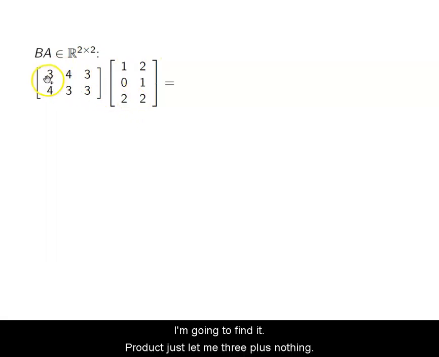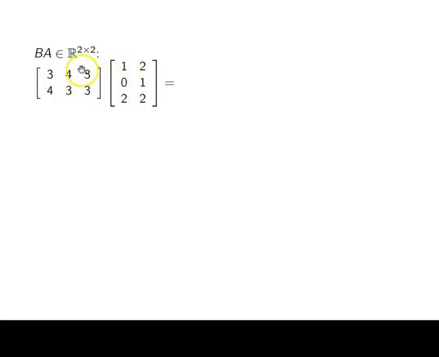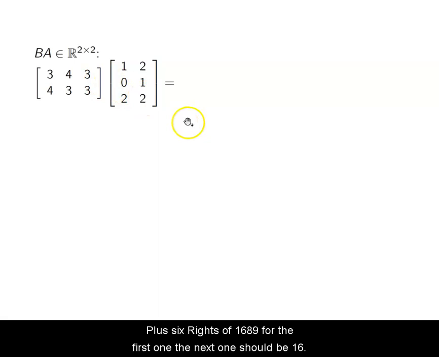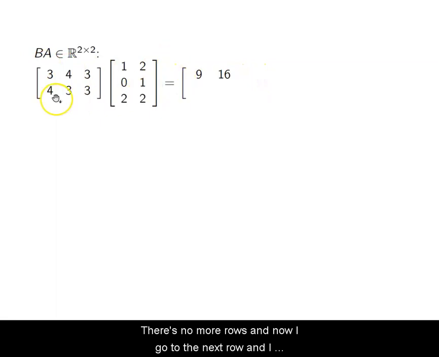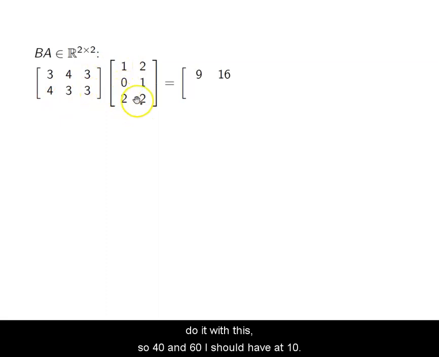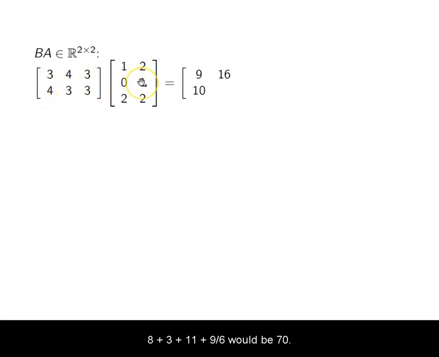So I'm going to find the dot product. This is going to be 3 plus nothing plus 6. So that should be 9 for the first entry. For the dot product of this with that, I should have 6 plus 4 plus 6, right? So 16. So 9 for the first one. The next one should be 16. There's no more rows, so now I go to the next row and I do it with this column. So 4, 0, and 6, so I should have a 10 here. And then 8 plus 3 is 11, plus another 6 should be 17, right? And that is how we do that.